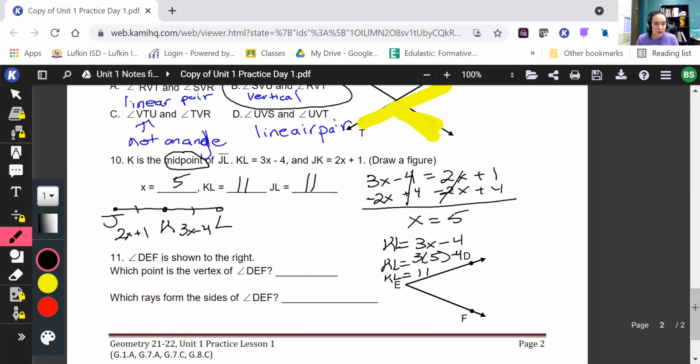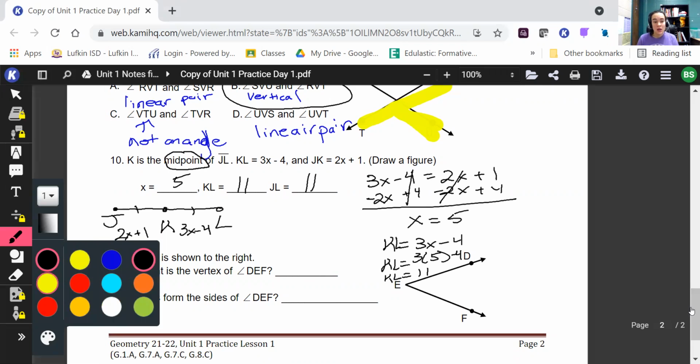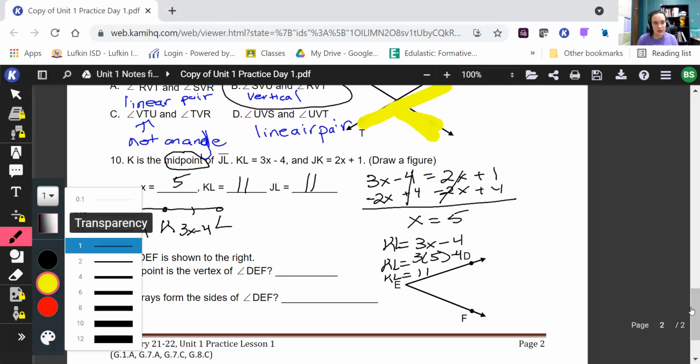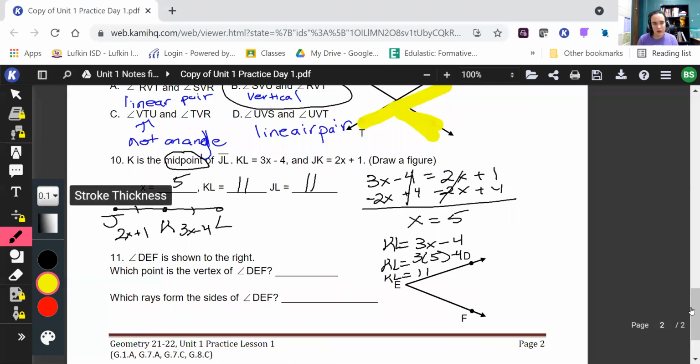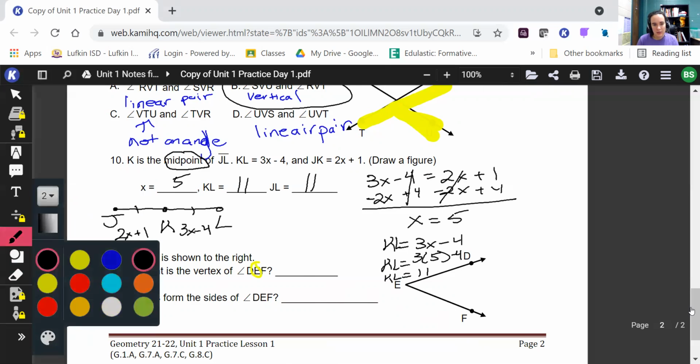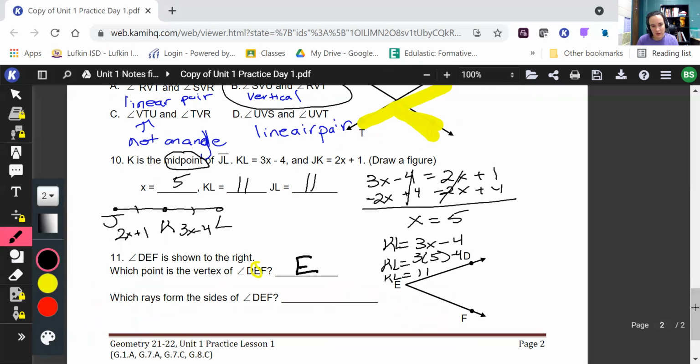And our last one for today, angle DEF. Angle DEF shown to the right, which point is the vertex. So I can even know this answer just by looking at the name of the angle, because the vertex always has to be the one in the middle. So that means that E is our vertex.